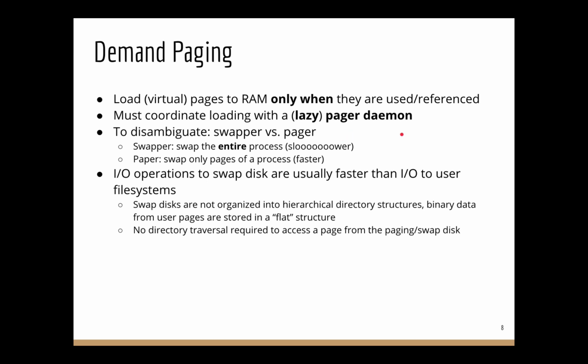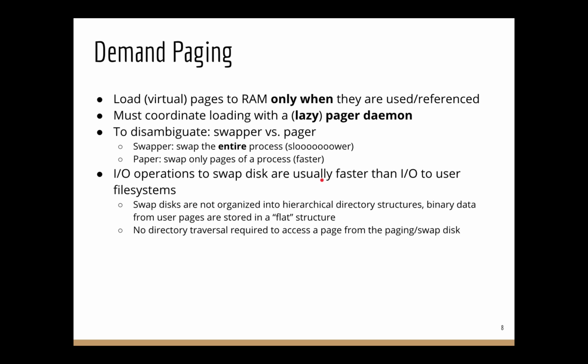These operations will be performed by an OS daemon called the pager daemon. Older operating systems may implement a slightly different daemon, a swapper daemon. The main difference between the two: a swapper daemon swaps the entire process in or out of the RAM, but a pager daemon swaps only a few pages of a process in or out of the RAM.